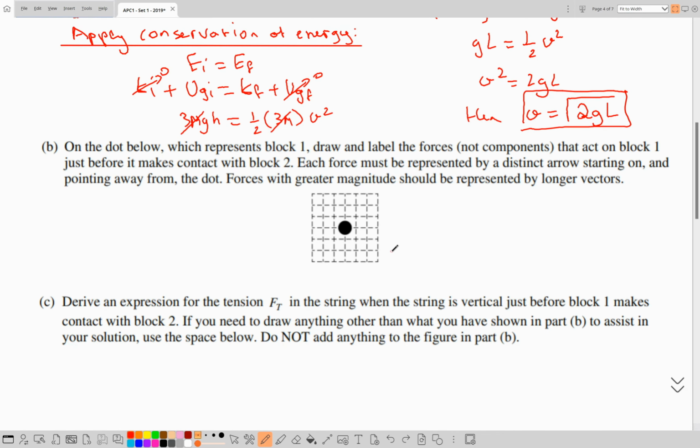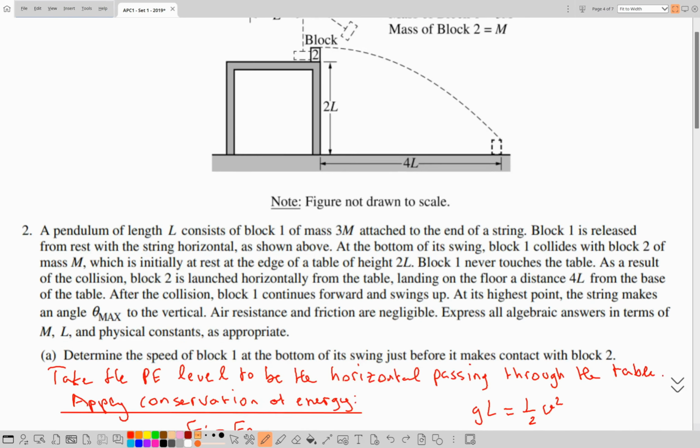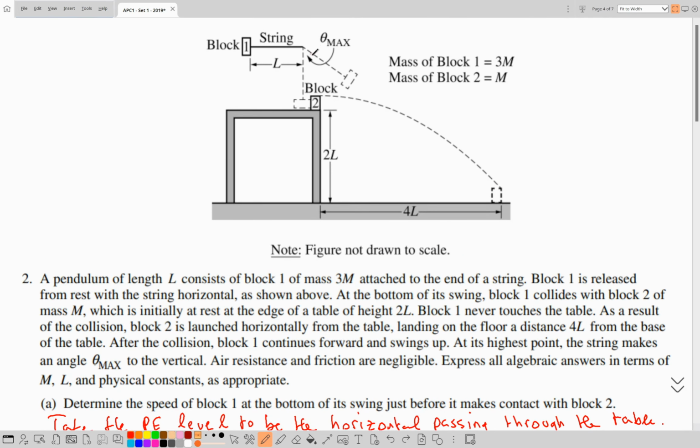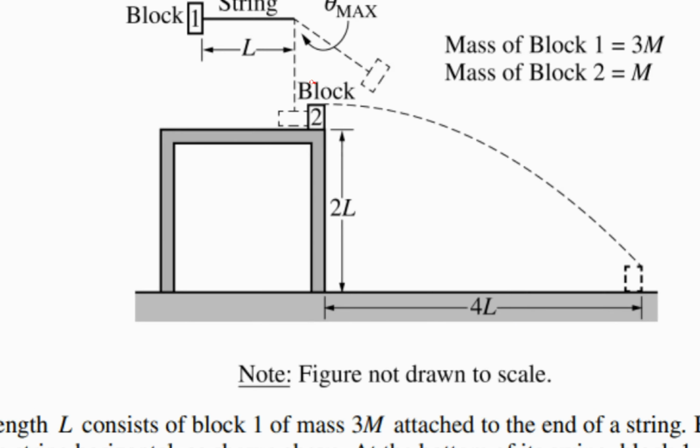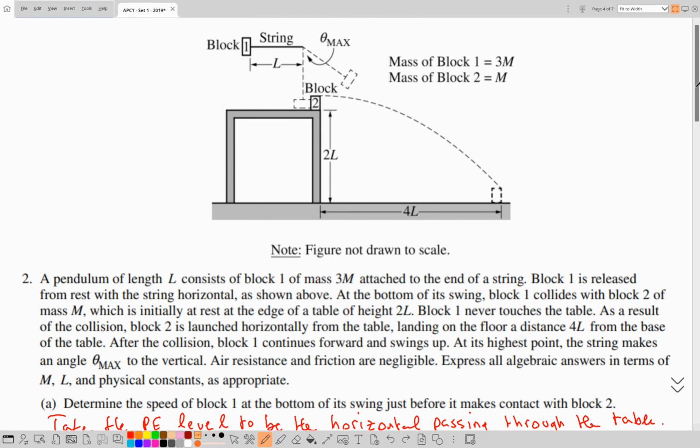Now in part B, on the dot below, which represents block 1, draw and label the forces, not components, that act on block 1 just before it makes contact with block 2. Just before making contact with block 2, that would be the position of block 1. Now what are the forces acting on block 1? That would be the pull of gravity down, and we have the tension in the string up. And notice that block 1 is not in contact with the table, so there is no normal push.